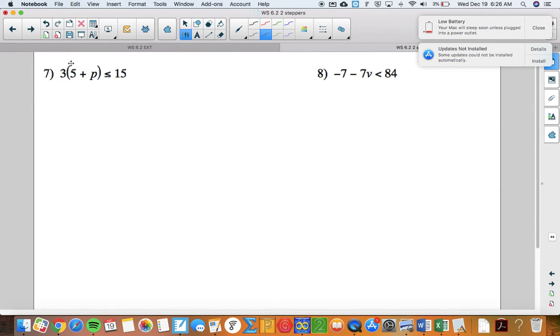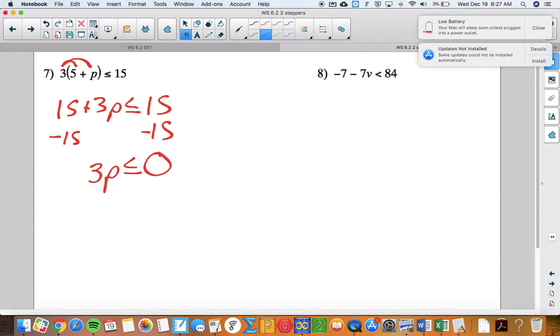Make sure here that we distribute first. So we have 15 plus 3p is less than or equal to 15. So we subtract 15, 3p is less than or equal to, we get a 0 here. And so then to get p by itself, to undo multiplying by 3, we divide by 3. Although in this case it's silly because 0 divided by 3 is still 0, we need to follow through that process to make sure we get p by itself. But I divided by a positive, so I'm not flipping the direction of the inequality.